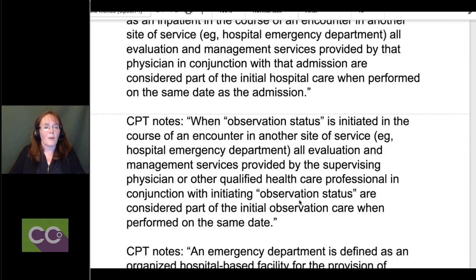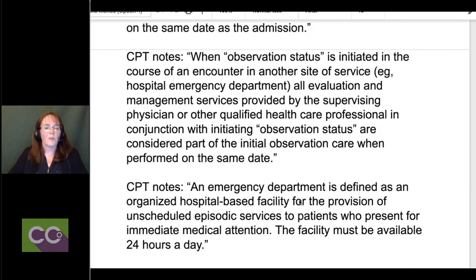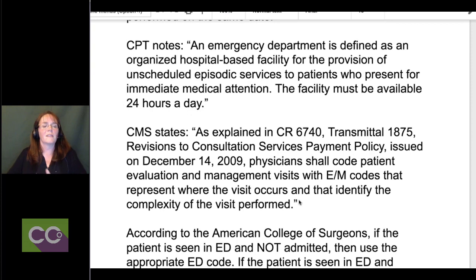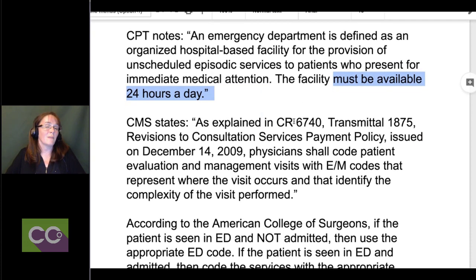An emergency department is defined as a hospital-based facility for unscheduled episodic service available 24 hours a day. In case the person who asked this question is in a rural type of area, Medicare does distinguish between a 24-hour facility, which they call type A, and one that does not provide 24-hour service, which is type B. Type B uses a HCPCS code, not a CPT code. So a little distinction there.